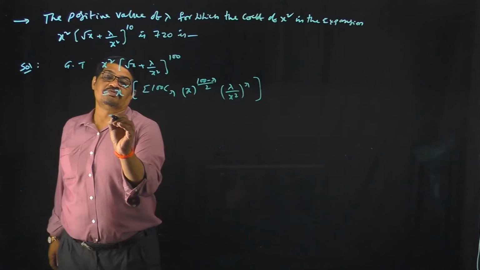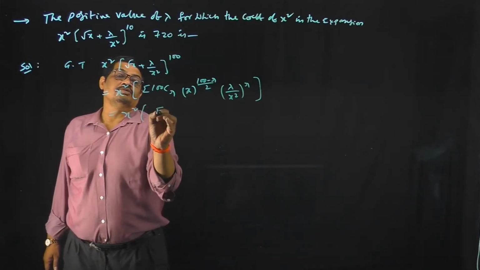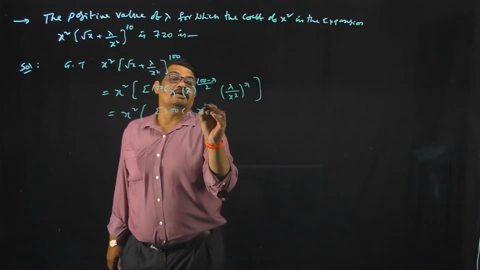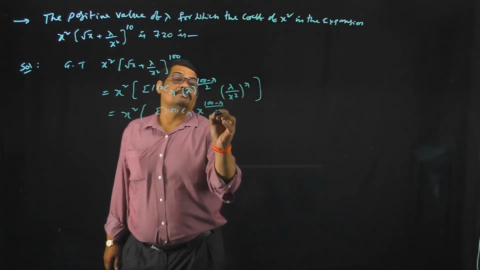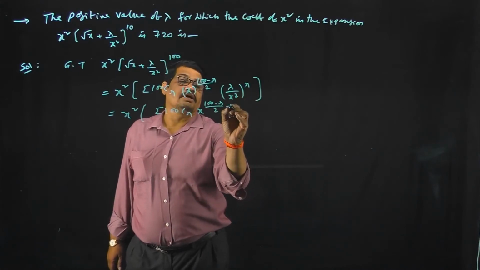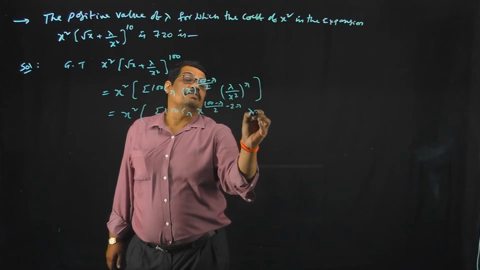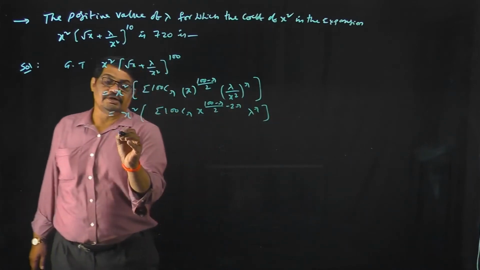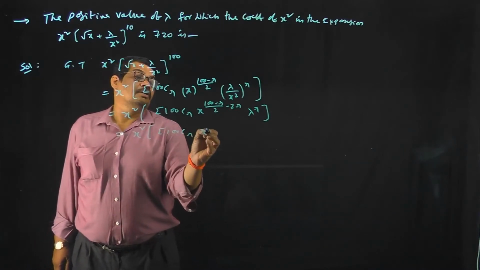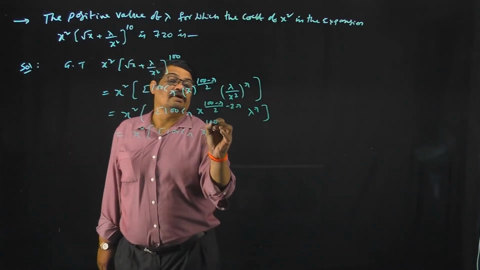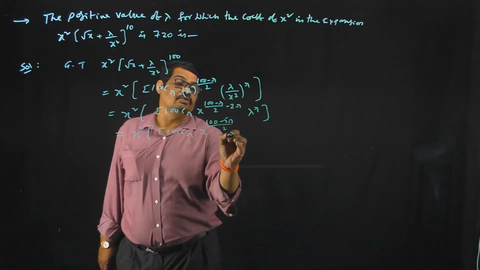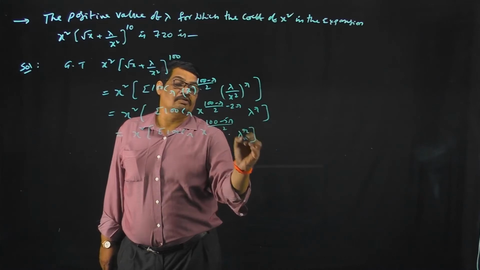Now simplifying, here x square into sigma 100Cr x to the power of 100 minus r by 2, x to the power of minus 2r, lambda to the power of r. So that is x square into sigma 100Cr x to the power of 100 minus 4r minus r, that is minus 5r by 2, into lambda to the power of r.